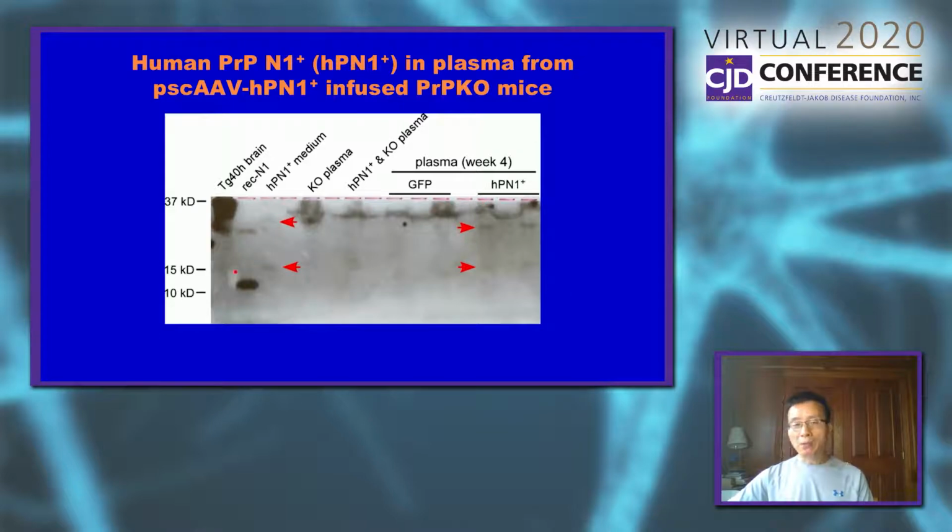More importantly, we recently introduced this recombinant AAV N1 plus construct into mice by intraventricular infusion, and we then collected plasma. Here it shows that at 4 weeks after the infusion, we can detect the N1 plus fragment in the plasma of the injected mice. And this same thing is not showing up in the mice injected with control AAV GFP plasmids, showing that it's specific, only when you inject the N1 plus construct.